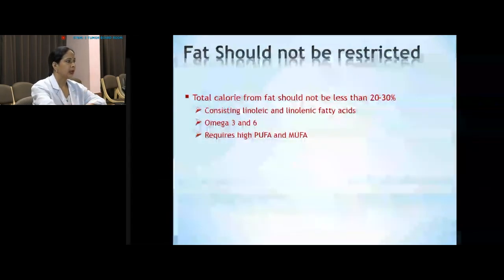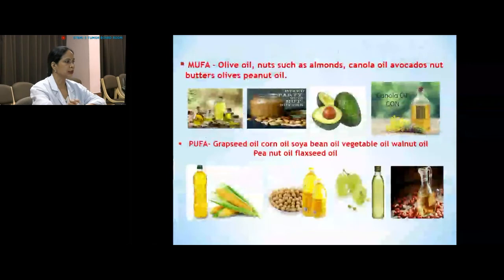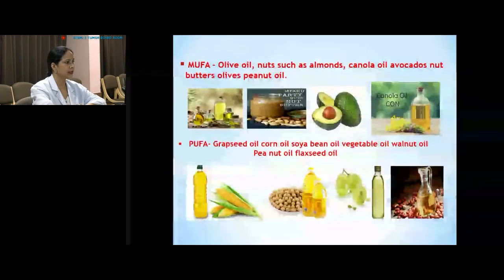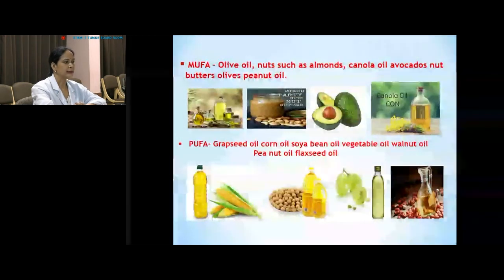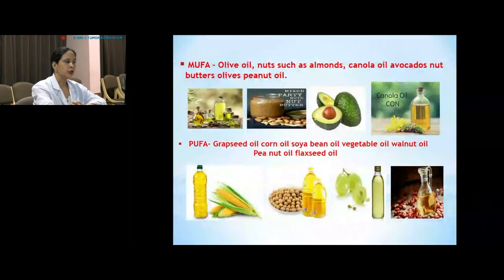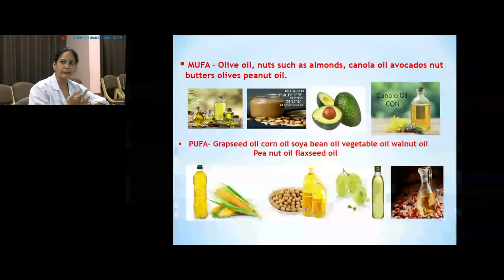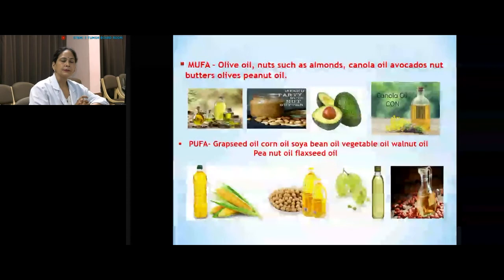What are the main sources of MUFA? Olive oil, nuts, almonds, canola oil, avocado, butter, olives, peanuts, etc. PUFA: corn oil, soya oil, vegetable oil, walnut and peanut oils, and flax seeds are the major sources of PUFA and MUFA. These need to be added in the diet of the cirrhosis patient, basically in ACLF condition, which provides the anti-inflammatory factor in the form of omega-3 and 6.